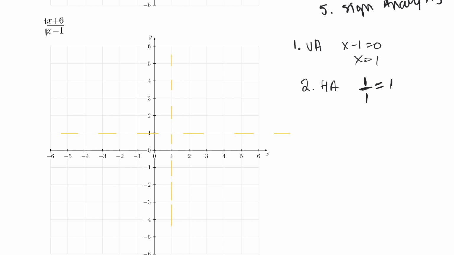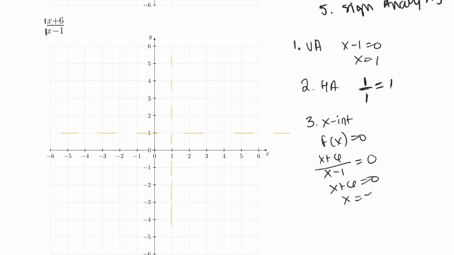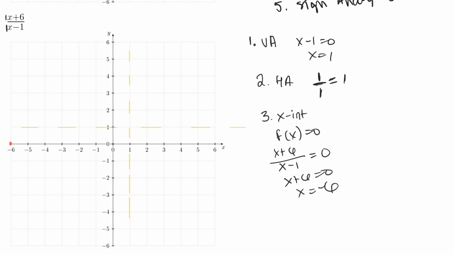Okay, now that we have our two asymptotes, the next step is to get the x-intercept. How do we do this? Well, we set up the function equals to 0. So we have (x plus 6)/(x minus 1) equals to 0. Then we have x plus 6 equals to 0, x equals to minus 6. That's our x-intercept at x equals to minus 6. So right here.